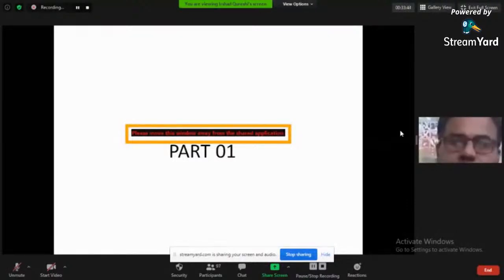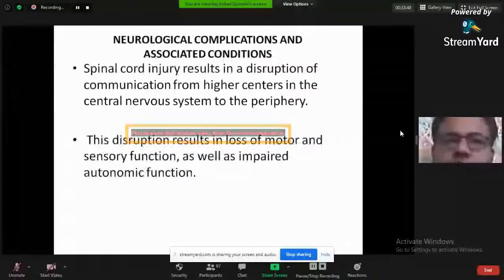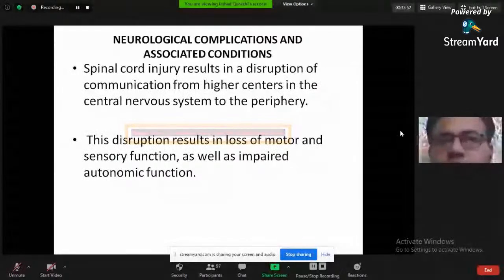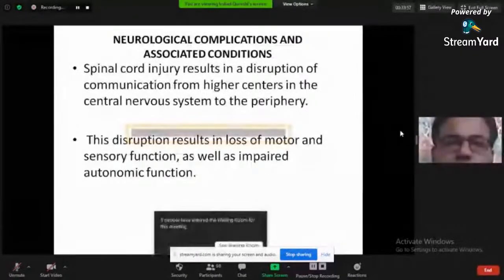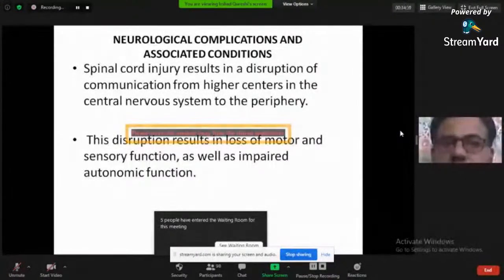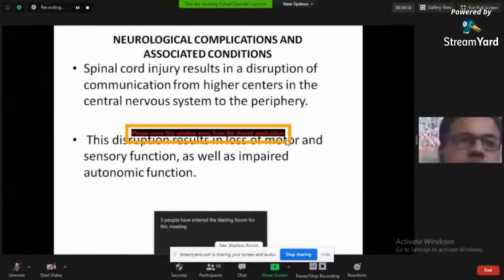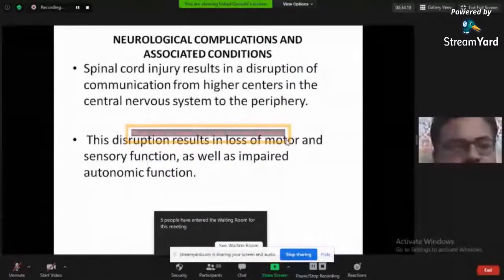I'm going to begin with the first part of our today's session, neurological complications and associated conditions. So spinal cord injury results in a disruption of communication from higher centers in the central nervous system to the periphery. And this disruption results in loss of sensory function as well as impaired autonomic function. So what we can see, being a physiotherapist, the most visible component of impairment is motor function, because we can assess it very nicely. A hidden component which is complained by the patient is the sensory function. Patient says, I don't feel anything.